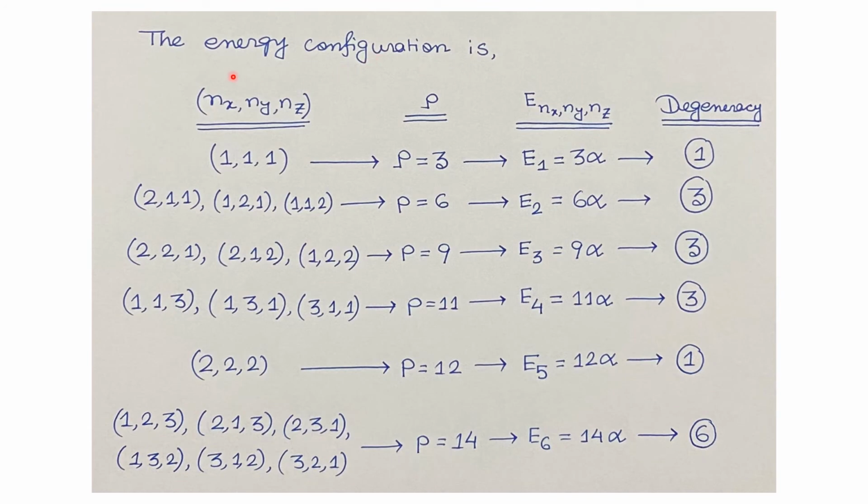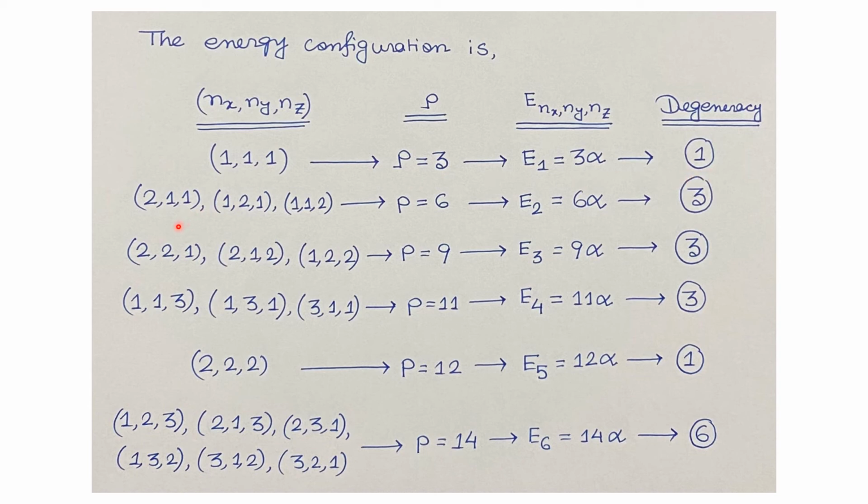Now, let us see the possible energy configurations for the quantum numbers nx, ny, nz and their corresponding energies and degeneracy. For the ground state, nx, ny and nz will all be 1. So for the set 1, 1, 1, the P value is 3, where P is nx squared plus ny squared plus nz squared. The corresponding energy in the ground state is E1 equals 3 alpha. Only one set is possible in the ground state, so the degeneracy is 1.